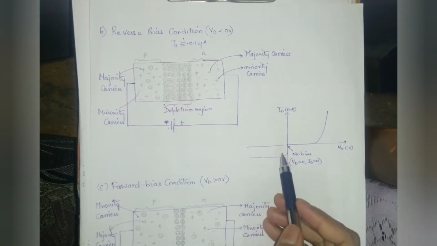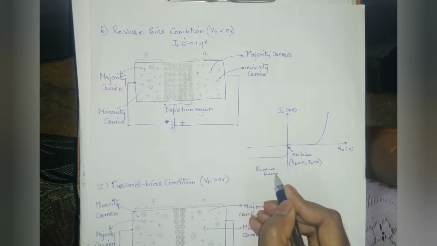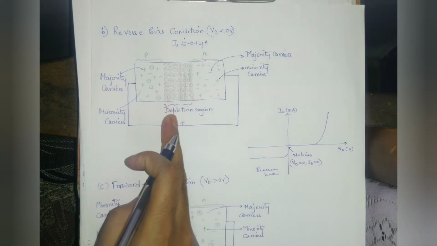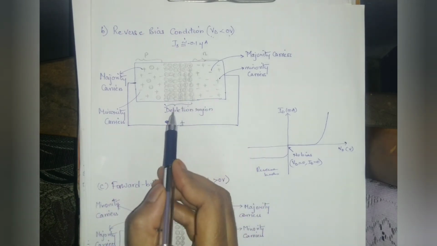So now you can see the reverse bias in the figure I have drawn here. This is the reverse bias, in which you are having only a minority carrier current, which will be constant. There will be no other current flowing, only the minority carriers. That is due to the minority carriers.